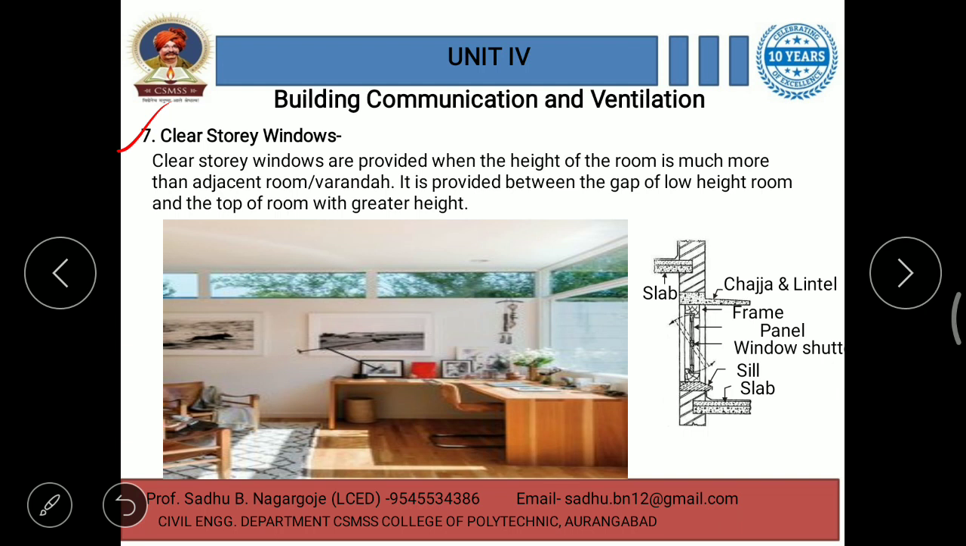Here the section of that particular wall is shown. Starting from the bottom, this is the slab, then sill level, then window shutter, window frame, and the window panel is in between the sill and lintel level. Lintel or chajja is the top part of the window, and sill level is the bottom level of the window. And here is the next slab. You can clearly see the exact picture of this type of window in this picture. So this is a clerestory window.